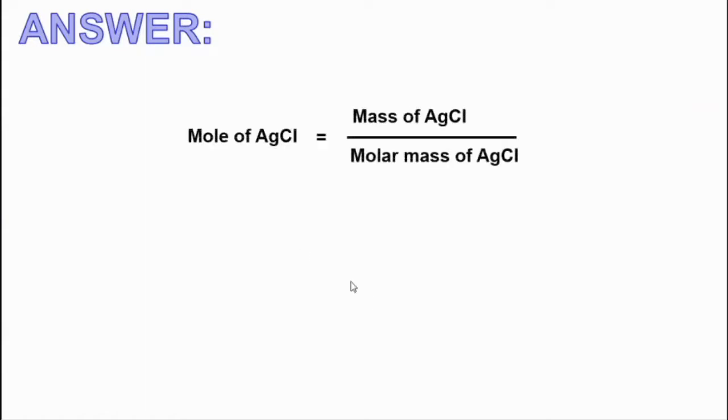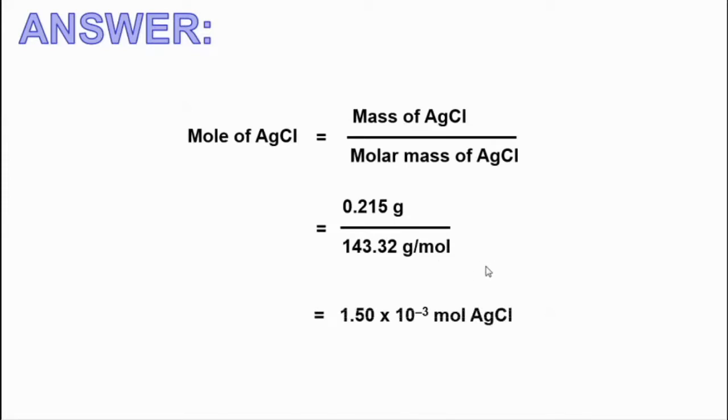Firstly, we are going to start with the moles. We calculate the mole of silver chloride: mass of silver chloride divided by molar mass of silver chloride. So 0.215 grams divided by 143.32 grams per mole. This is the mole of silver chloride, 1.5 times 10 to the power of -3 mole of silver chloride.